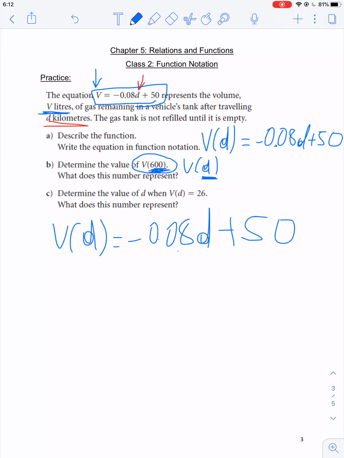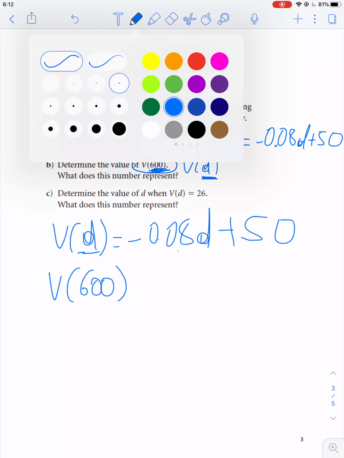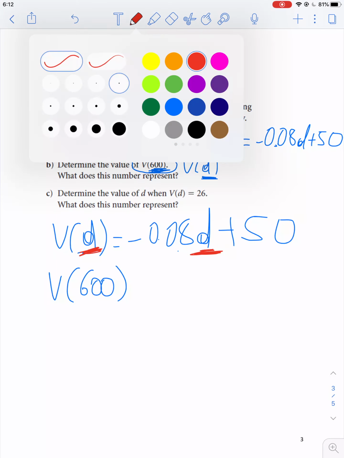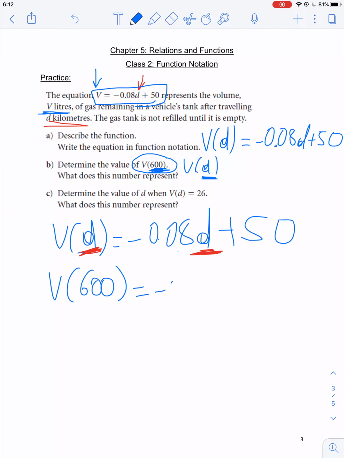That's in function notation. Now, if you change the d, if you're replacing the d value by 600, then you have to replace it everywhere you see d in your function. Everywhere that you see d will get replaced by 600. So this will equal minus 0.08, now this d will also become 600, so 600 plus 50.